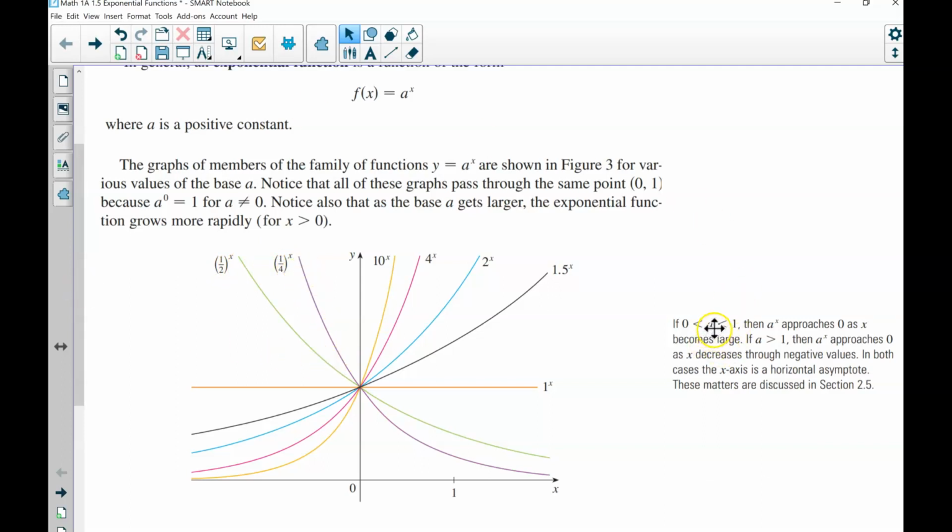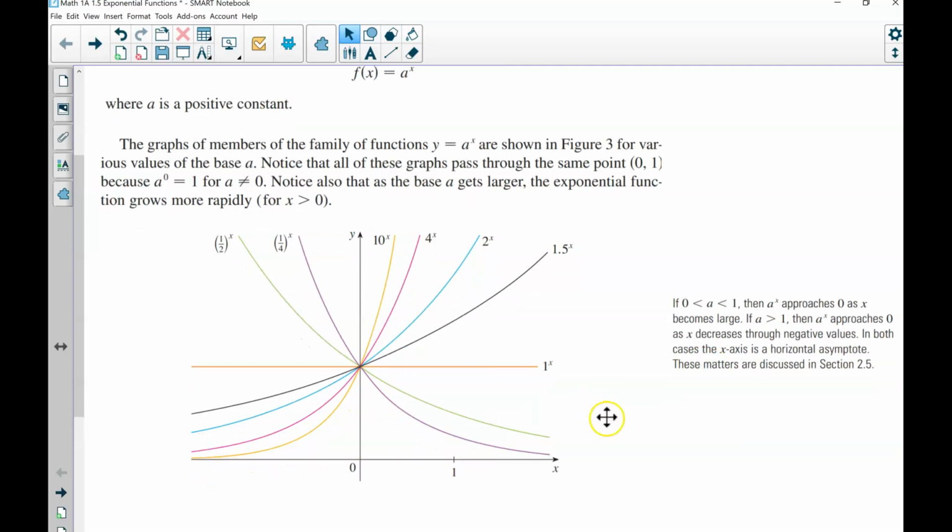So here, what it's saying is that if a is in between 0 and 1, then a to the x approaches 0 as x becomes large. Now, if a, meaning the base, is greater than 1, then a to the x approaches 0 as x decreases through the negative values. So in both cases, the x-axis becomes the horizontal asymptote. Okay, and we'll go over more of this in section 2.5.